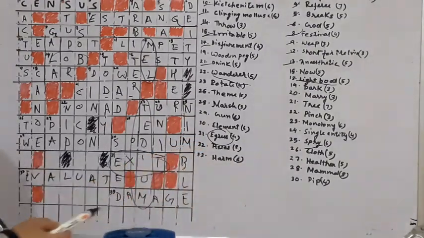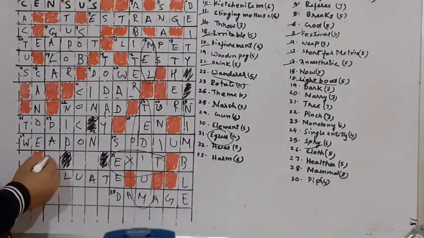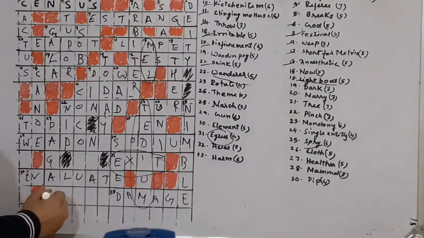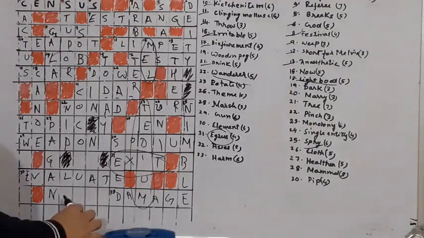27 down is Helden. Helden, here again I am going to teach you a new word. It is Pagan. Okay. Pagan is a new word for you. Fine.